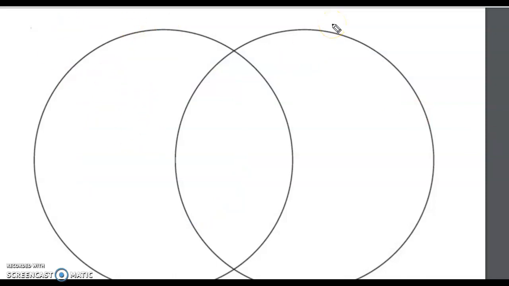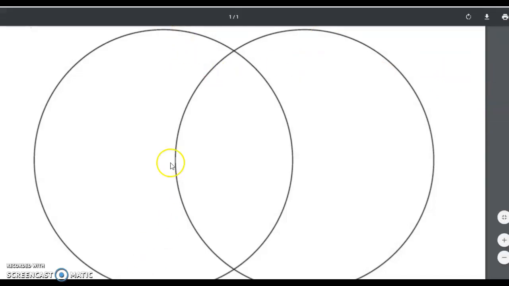It may seem weird at first, like why are we using Venn diagrams? What they're trying to get you to do is just to think a little bit more deeply about the math topic. And they do that this way.